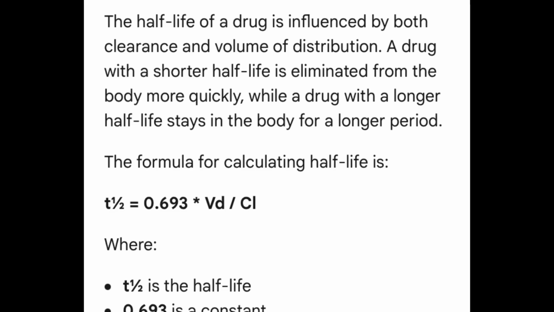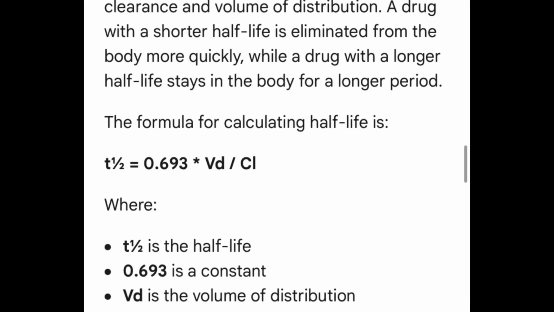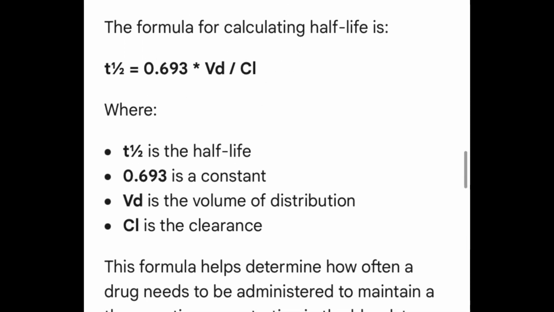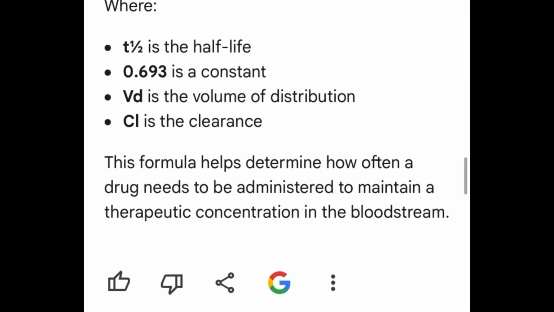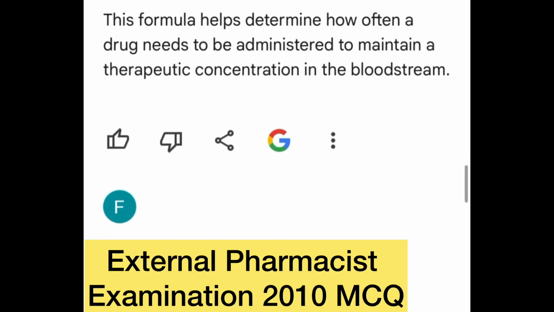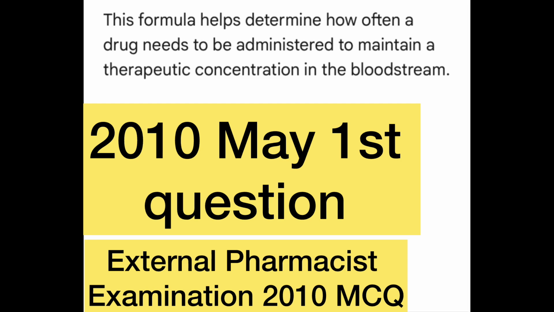A drug with a shorter half-life is eliminated from the body more quickly, while a drug with a longer half-life stays in the body for a longer period. The formula for calculating half-life is T1/2 = 0.693 × Vd / Cl, where T1/2 is the half-life, 0.693 is a constant, Vd is the volume of distribution, and Cl is the clearance. This formula helps determine how often a drug needs to be administered to maintain a therapeutic concentration in the bloodstream.